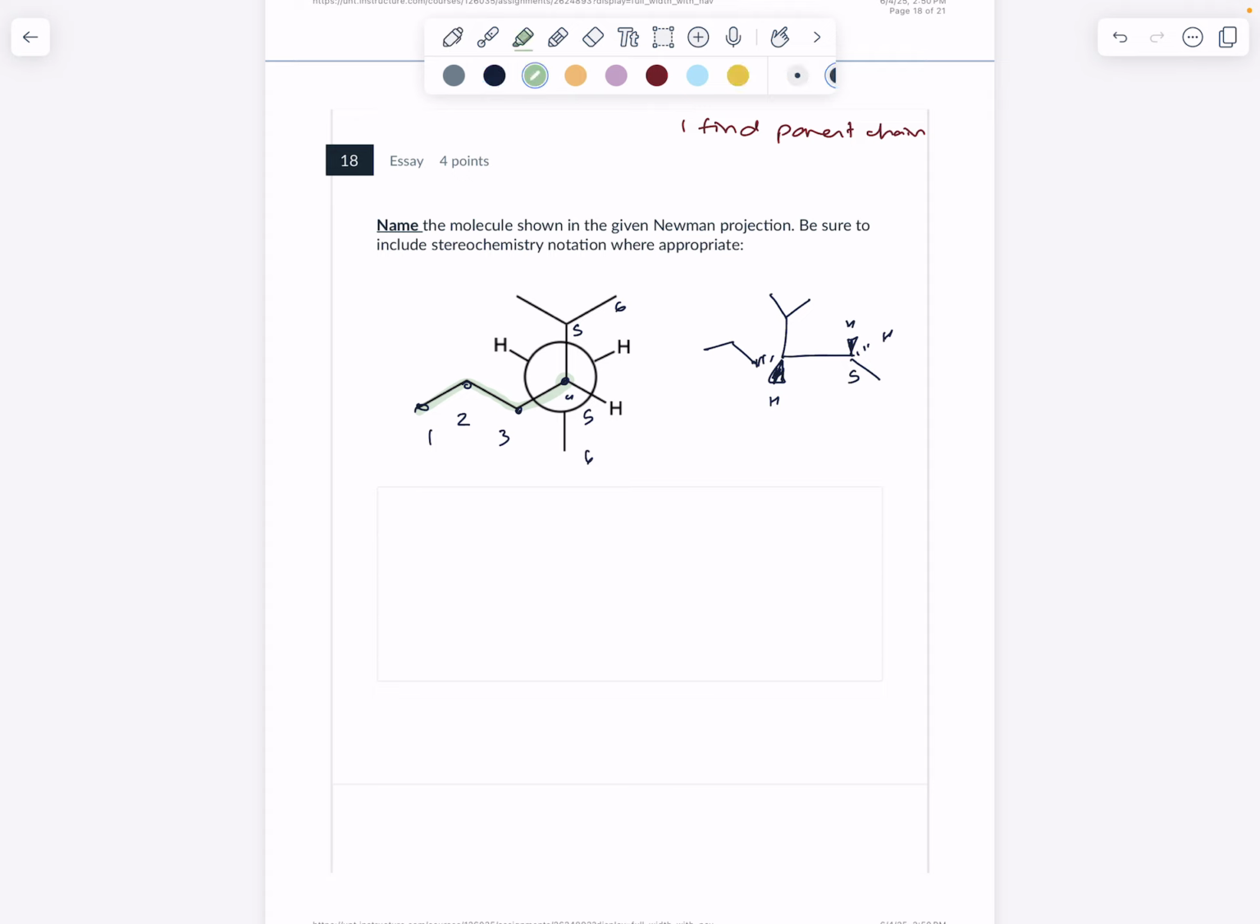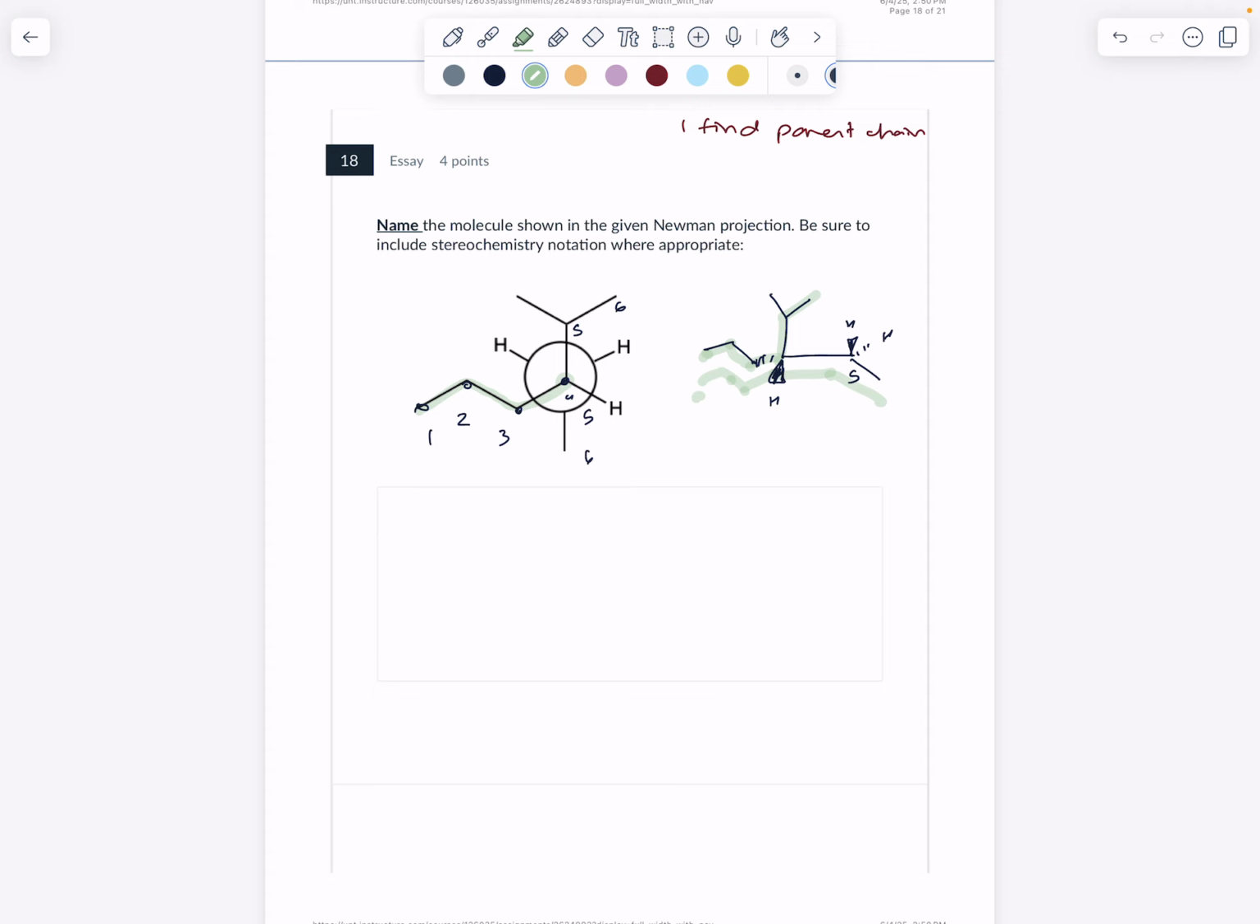So we could go 1, 2, 3, 4. 1, 2, 3, 4, 5. 1, 2, 3, 4. 5, 6, or 1, 2, 3, 4. 1, 2, 3, 4, 5, 6. So either of these could be the parent chain.